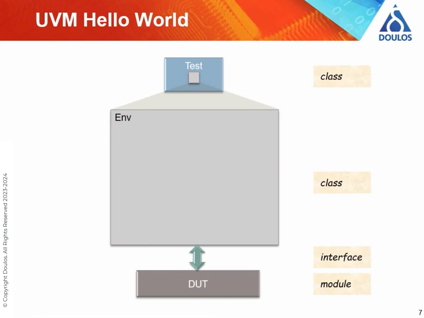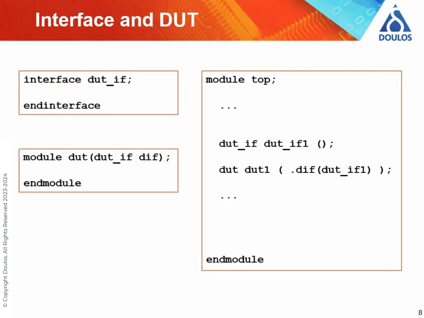Let's start in the module-based part of the test bench. Here is our interface. As you can see in this trivial example, it's empty, but there is an interface. And here is our DUT. Again, in this trivial example, it's empty, but again, there is a DUT. Notice also that our DUT has an interface port.